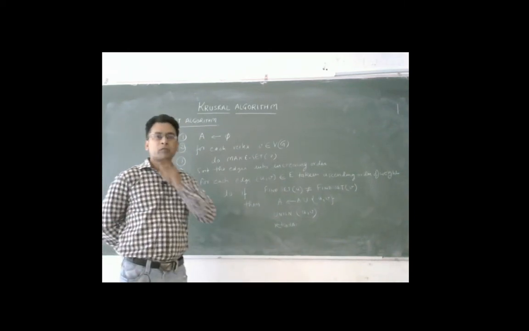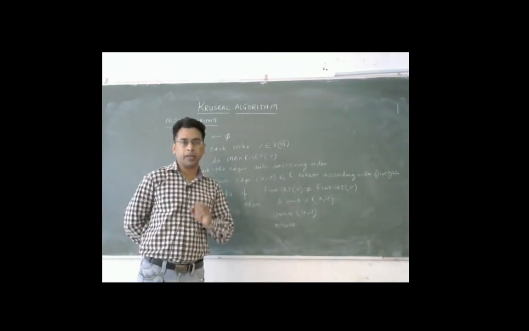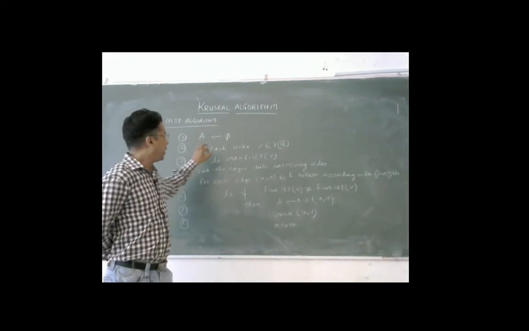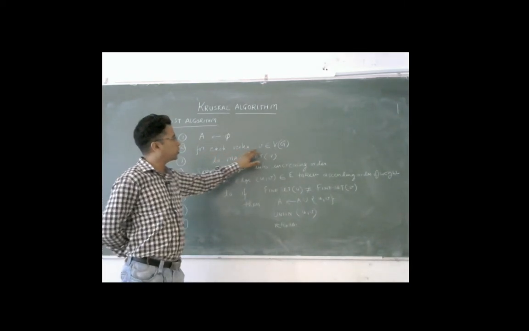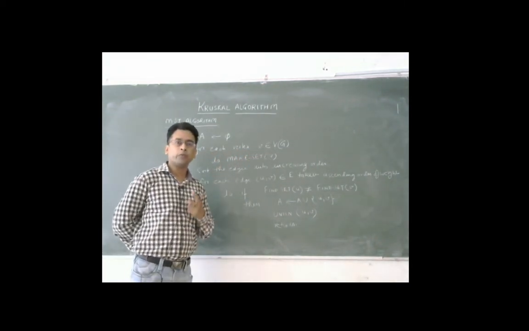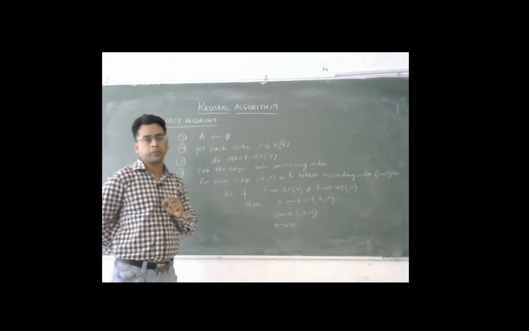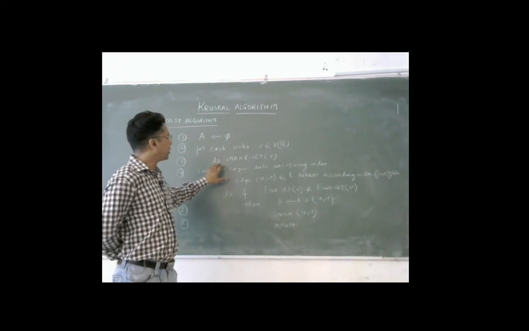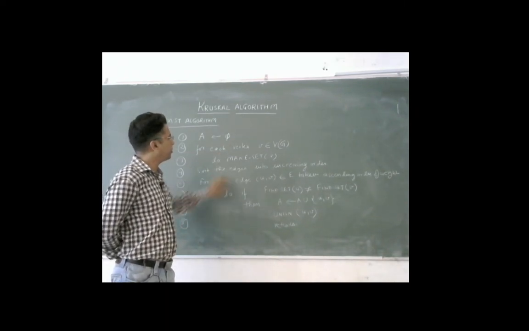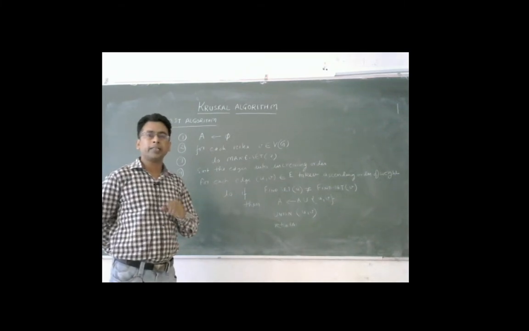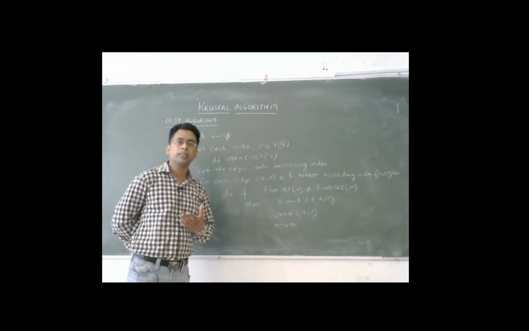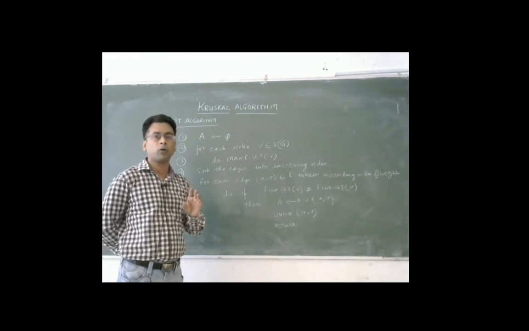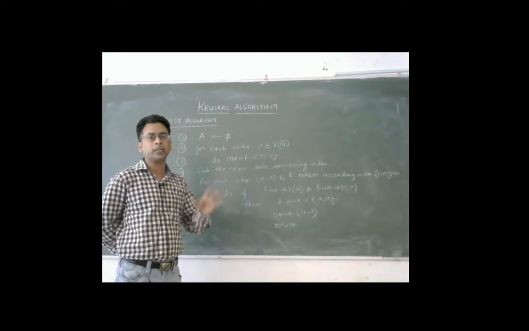Here, first we create an initially empty set A, so A is equal to the empty set. After that, for every vertex that belongs to the graph, we make a set. We make a set capital V which represents all the vertices that exist in the graph.